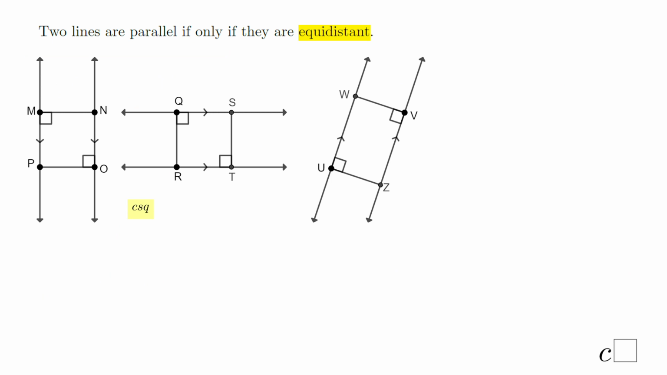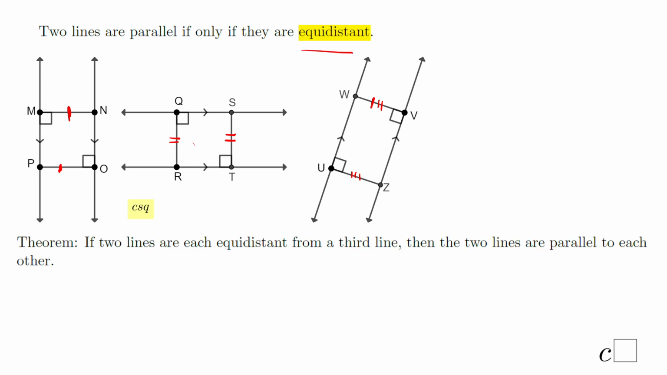One more time, this picture, you notice these two segments are the same, equidistant. These two segments are the same, equidistant, and these two segments are the same. That's what I mean by equidistant. So that means the lines are parallel lines. And like I said, that statement works both ways, the biconditional.